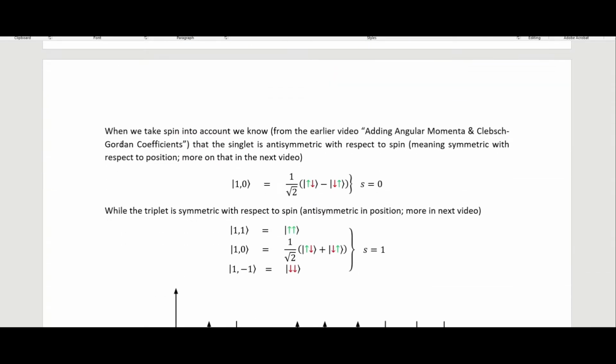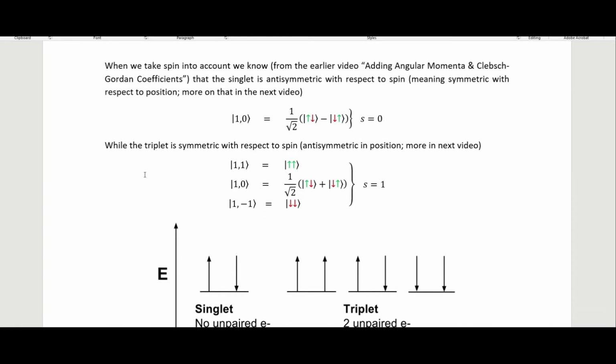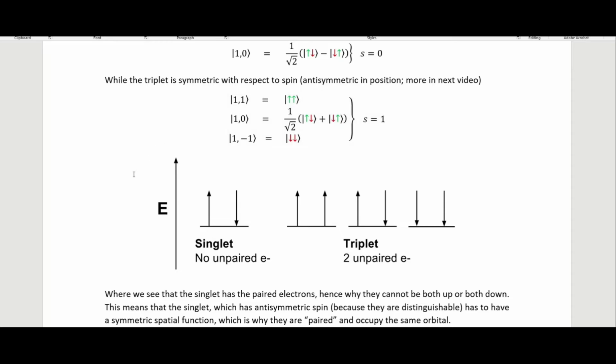All right, so if we take spin into account, we know, and this is from an earlier video, that the singlet is antisymmetric with respect to spin, meaning that it's symmetric with respect to position. So this is antisymmetric, that's why it has the negative with respect to the spins here, while the triplet is symmetric with respect to the spin, so antisymmetric in position. So that's what this is kind of talking about.